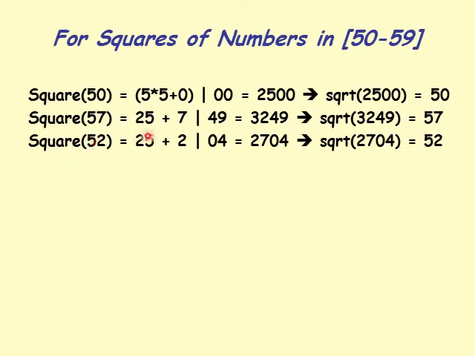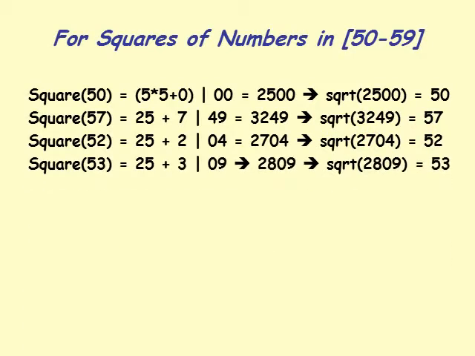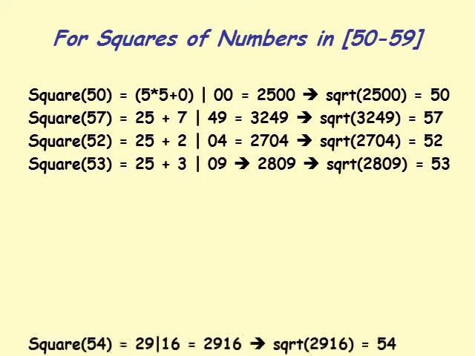Square of 52 is 25 plus 2 on the left, and 04 on the right. I need two digits. 2 times 2 is 4, but I need two digits here, so 2704. For 2704, the pair of digits on the right has square root 2, and the left is 25 plus 2, which it is, so 5 is the left digit. Continue here. Square of 53 is 25 plus 3, and 09, so 2809. That means the square root of 2809 must be 53.